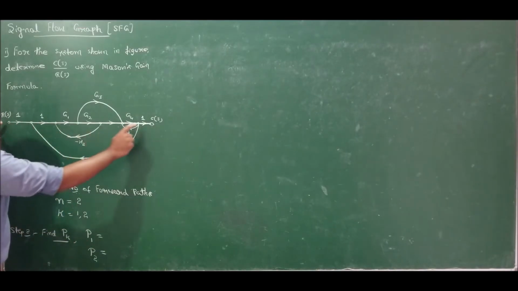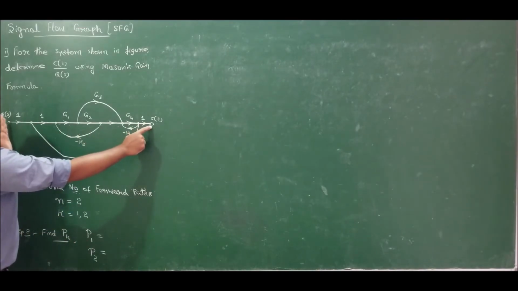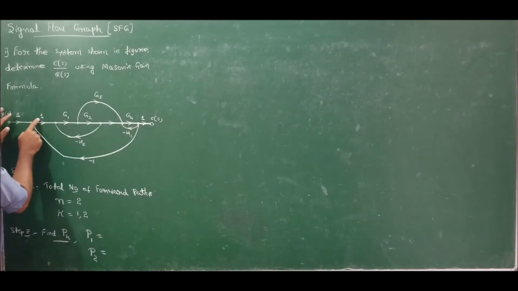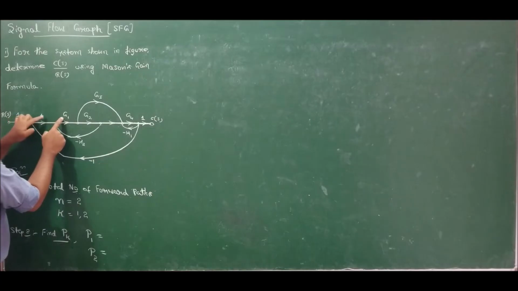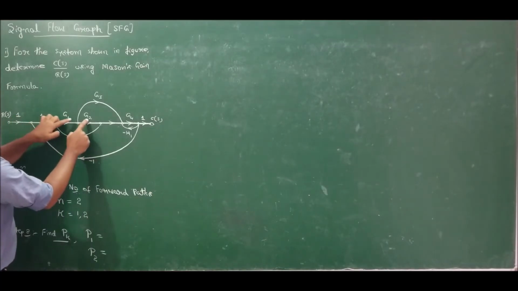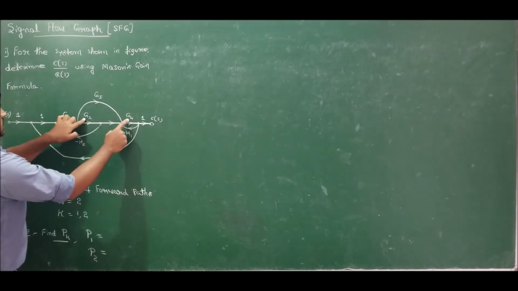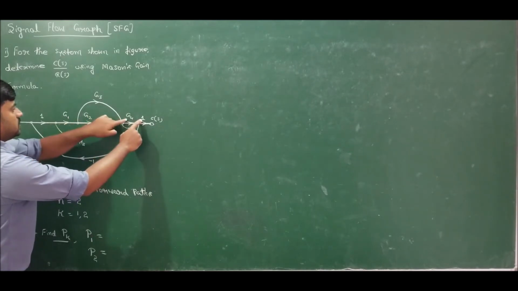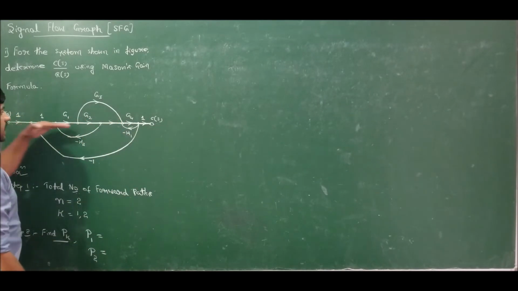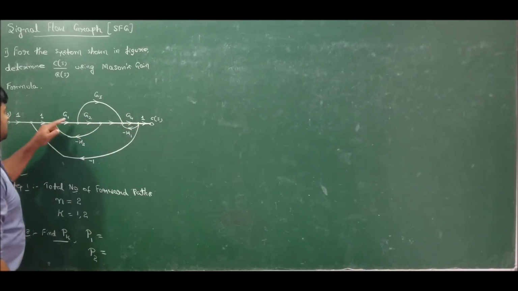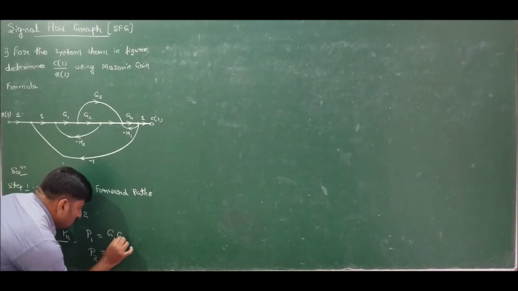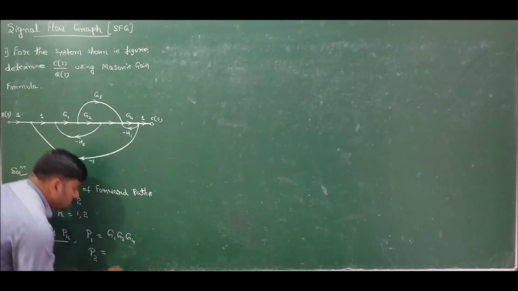So I should take the product of branch gains along path 1. The straight line is the path 1, I said. So multiply all the branch gains in path 1. 1 into 1 is 1, 1 into G1 is G1, G1 into G2 is G1 G2, G1 G2 into G4 is G1 G2 G4, G1 G2 G4 into 1 is G1 G2 G4. That's it. So the path gain of forward path 1 is G1 G2 G4.